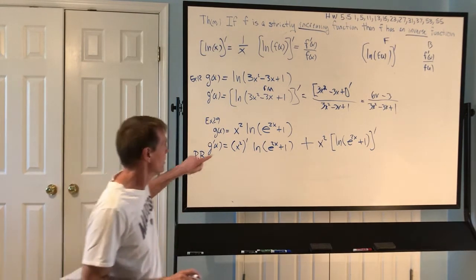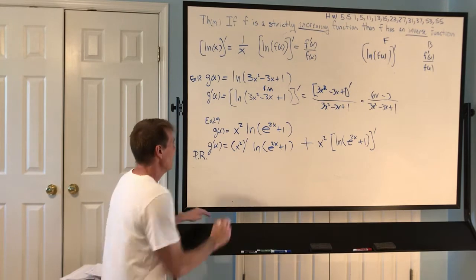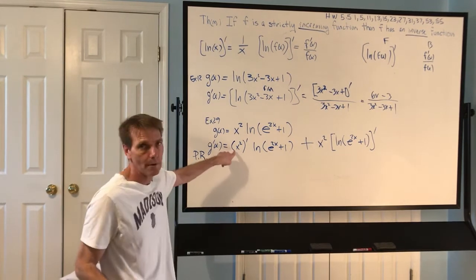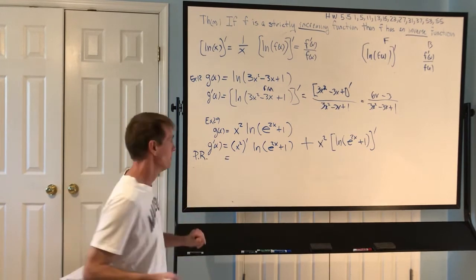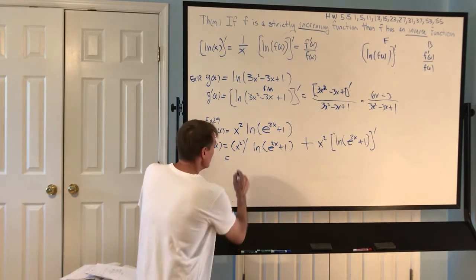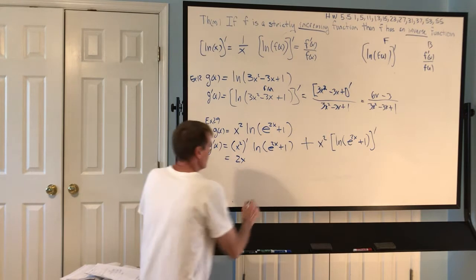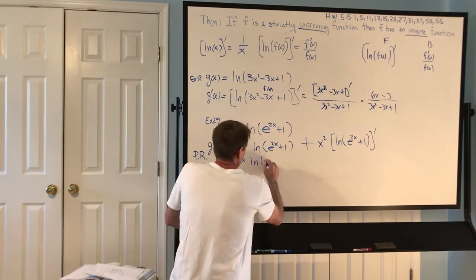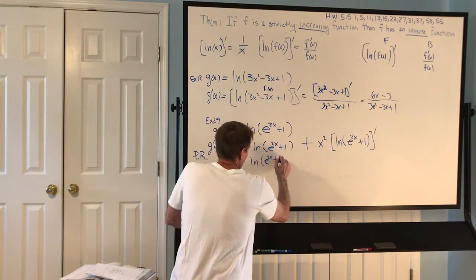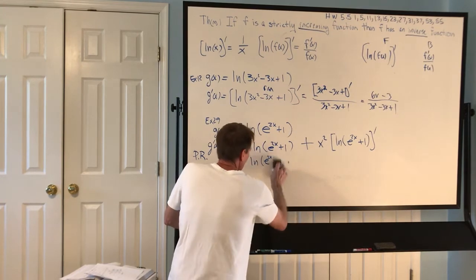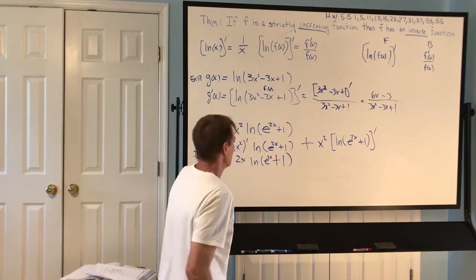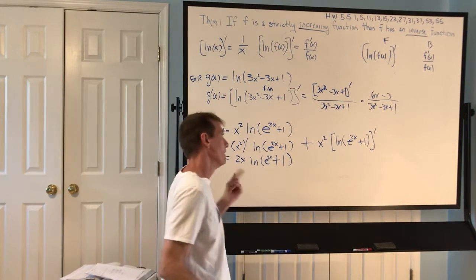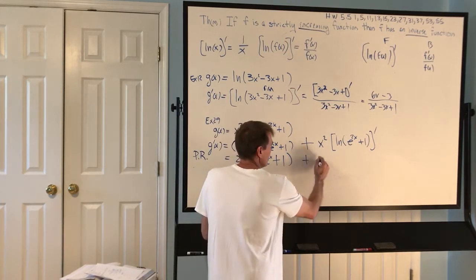Are we done? No, we're not done. We still have derivatives to take. Now, how many people can take that one? How many people are like, I got that one before you, Dr. Warren? What is the derivative of x squared? Did you say 2x? You're right. Plus 1. So we're done with this part. This part we ain't done with.